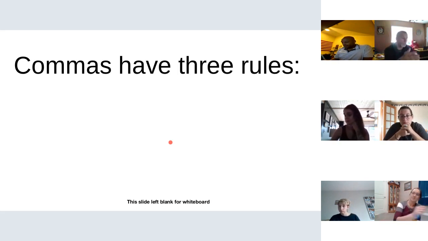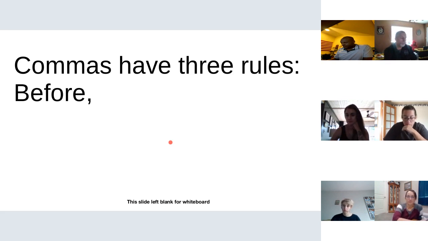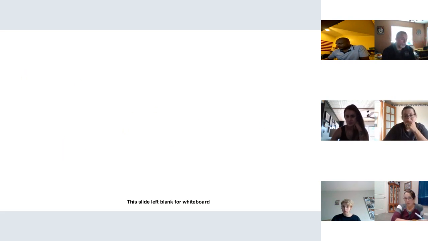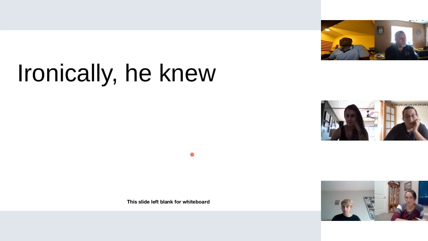For academics, obviously, you can use them for dates and things like that. So before you think that I'm saying omit those, I'm not. The rules work like this: before, middle, after. So if I have a sentence, I want to put a comma at the beginning of it, I'm going to have extra information at the beginning of that. And it's going to look something like this. Ironically, comma, he knew nothing.